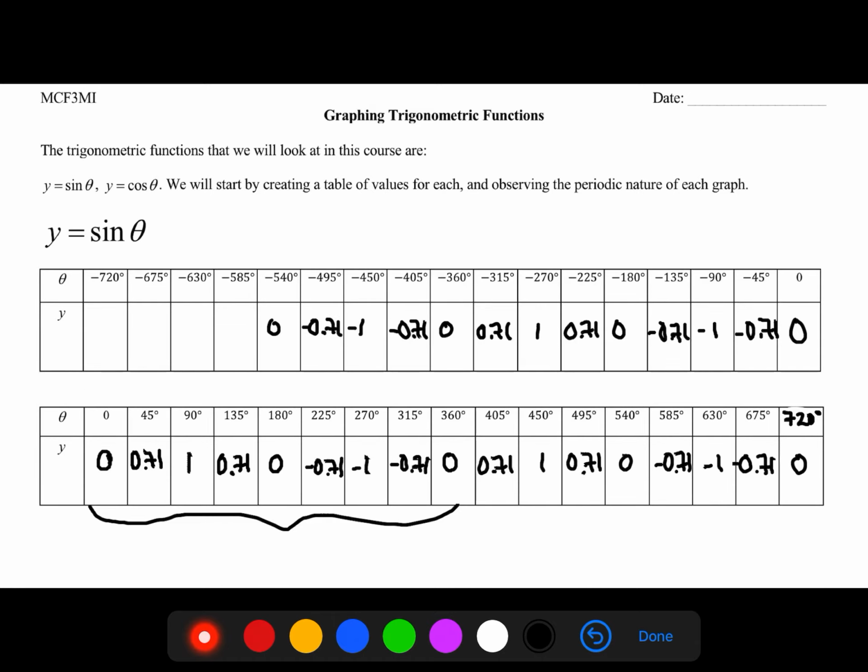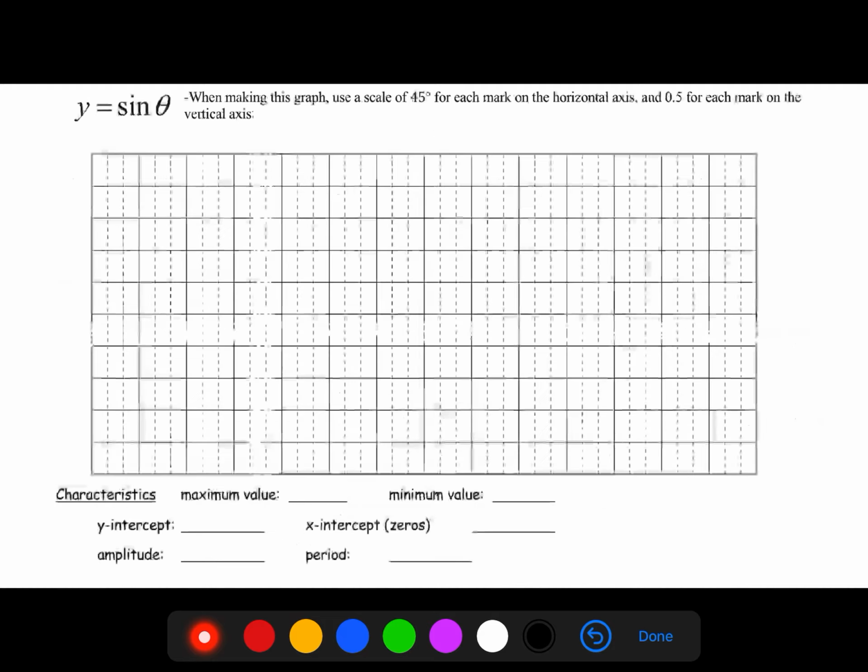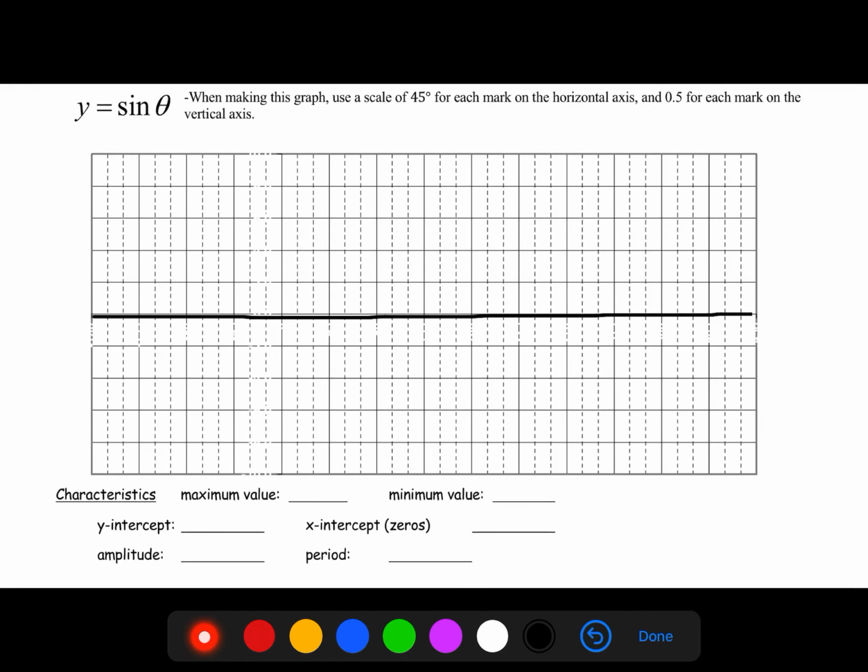The main thing we want to notice is that we have a very specific pattern, a regular pattern. So this is one cycle of our graph, which we will see as we graph this. So plotting our grid, we're going to look at and plot all of those points that we just came up with on our table of values.